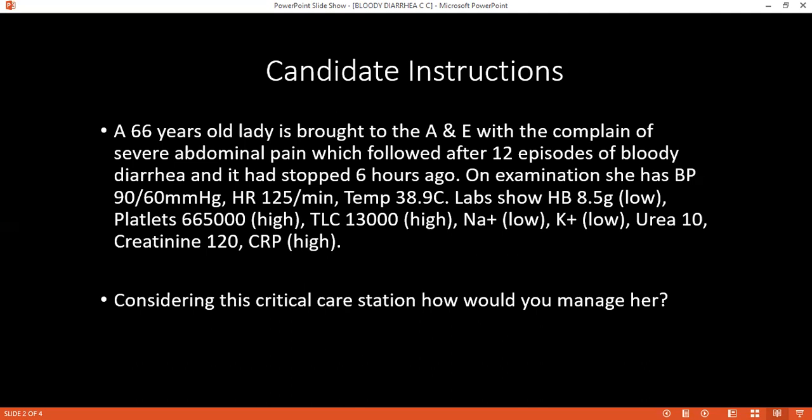Okay. In a patient who presents with, just suppose like this patient, 12 episodes of bloody diarrhea, what type of anemia do you expect to see? If it is a prolonged bloody diarrhea, the patient will have microcytic hypochromic anemia. Okay.